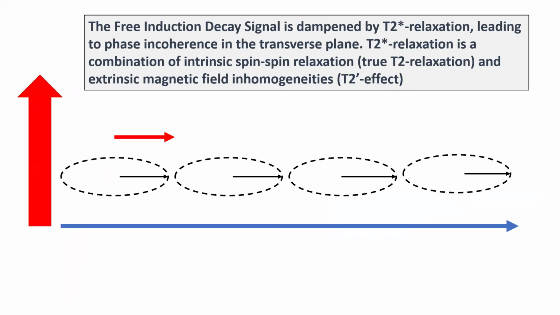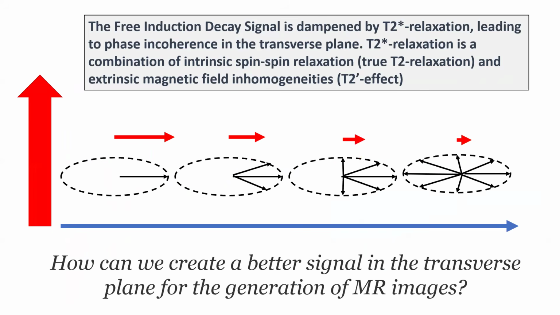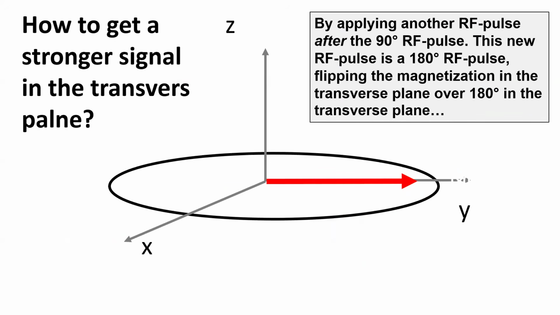So what do we do to create another signal also in the transverse plane that's more suitable, that's stronger, that lasts a bit longer, and that can be used to create MRI images? This we have seen. This is phase coherence, which occurs after we turned off the 90 degrees radio frequency pulse.